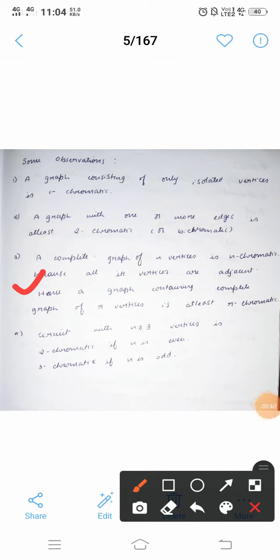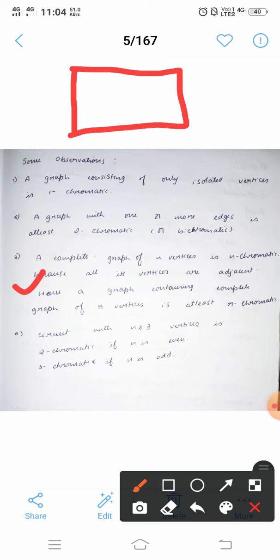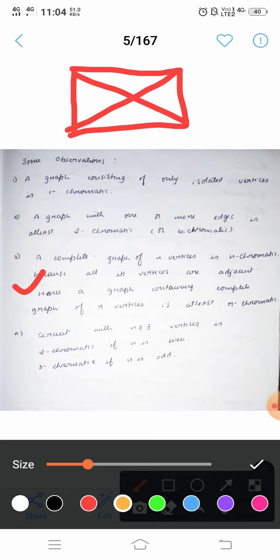I'm proving this observation, okay. This is a complete graph with 4 vertices. Now we'll see what the chromatic number is here. I'll paint this vertex with 1. Now this vertex is adjacent to the vertex which is colored with 1, so I can't take color 1 to paint this vertex. I have to take a different color. I'll take it as 2.